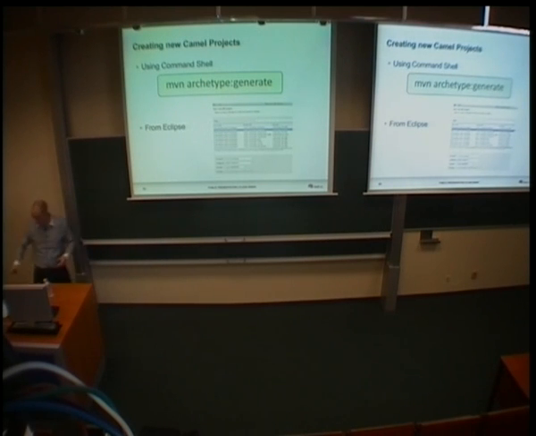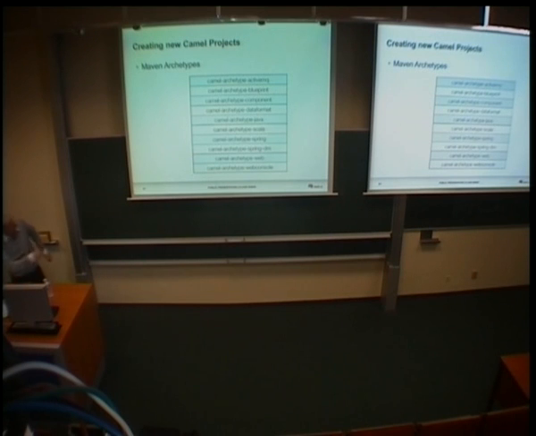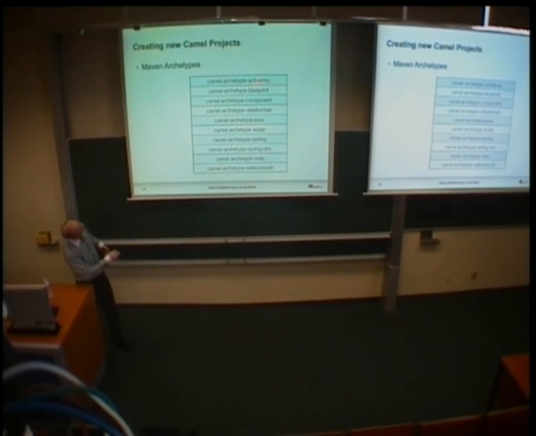So Camel has a number of archetypes out of the box that create projects for different flavors. If you want to create a project where you need an ActiveMQ message broker, then it's this one. If you're using OSGi Blueprint, if you're creating a new component, a new data format, and just a plain Java project, or Scala project, or Spring project, and Spring DM is Spring for OSGi, and there's a regular web one, and this one is being deprecated, so don't use that one.